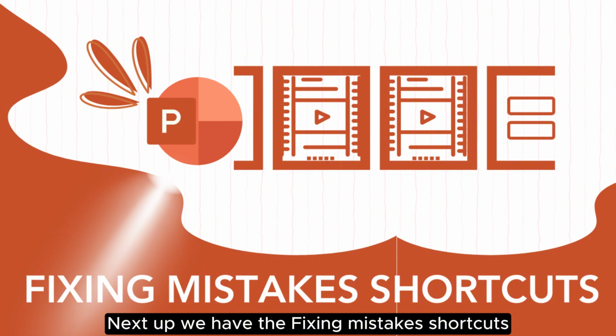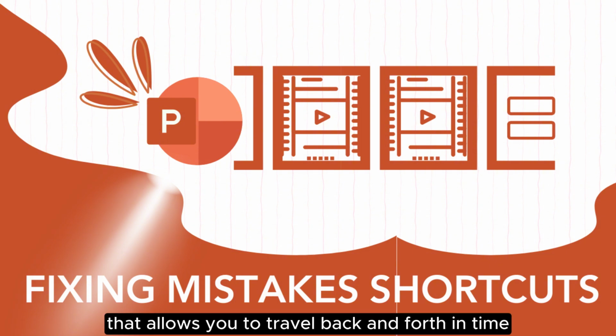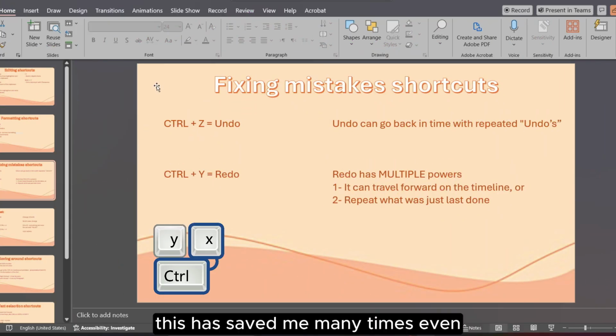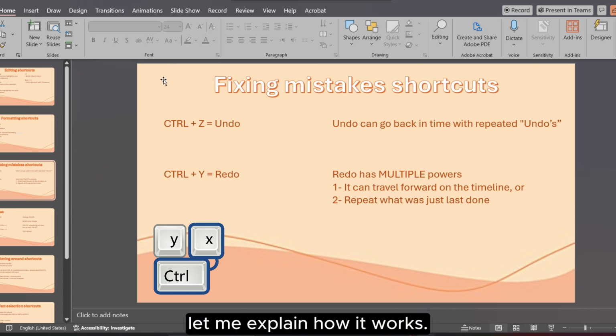Next up, we have the fixing mistake shortcuts. Think of these shortcuts as a weapon that allows you to travel back and forth in time. This has saved me many times, even while creating this presentation I'm showing you. Let me explain how it works.